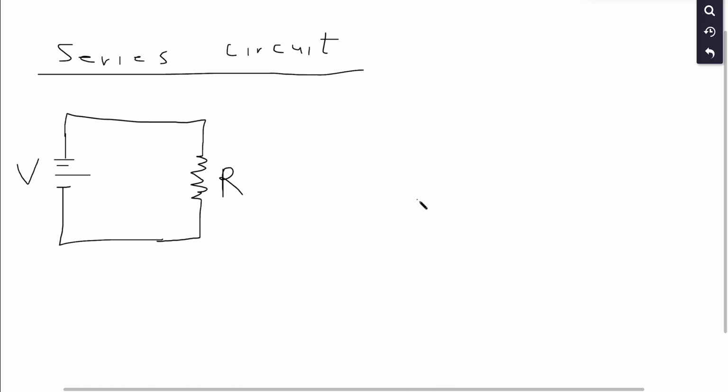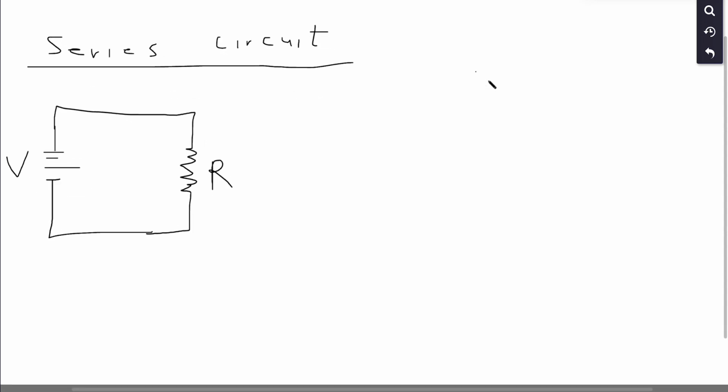In addition, this is how we represent a direct current. Let me show some of the symbols. DC, or direct current, let me just use the short term here, DC current is represented as this. And AC current, alternating current, is represented like this.